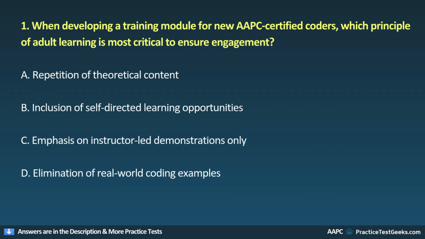1. When developing a training module for new AAPC certified coders, which principle of adult learning is most critical to ensure engagement? A. Repetition of theoretical content. B. Inclusion of self-directed learning opportunities. C. Emphasis on instructor-led demonstrations only. D. Elimination of real-world coding examples.